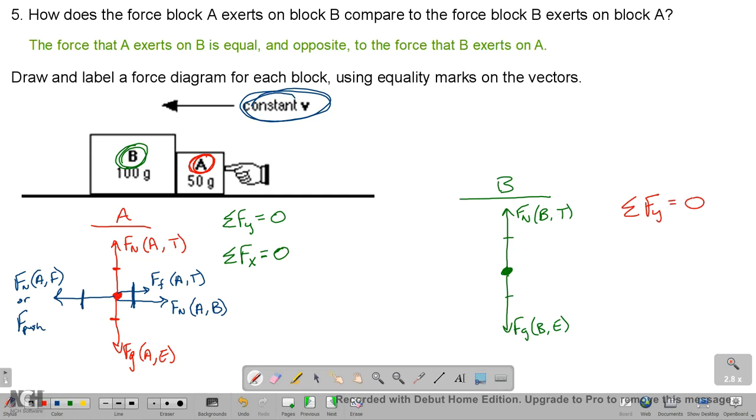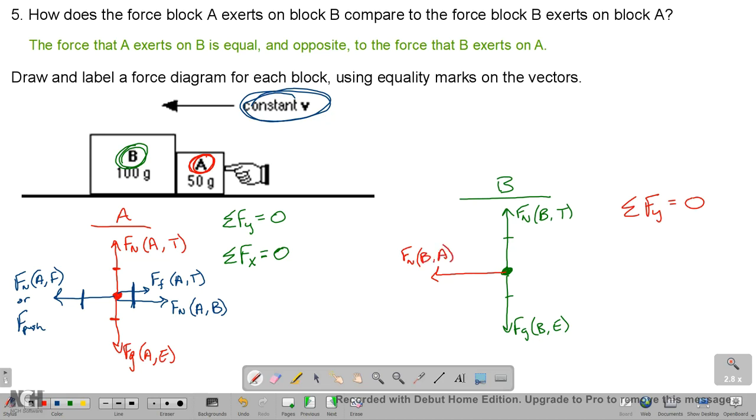So now let's look at the forces in the x direction. Let's start to the left. What is pushing B? Because B is moving to the left, there's some force acting on it. This would be a normal force because there is a contact force between A and B. So this would be on object B by object A.